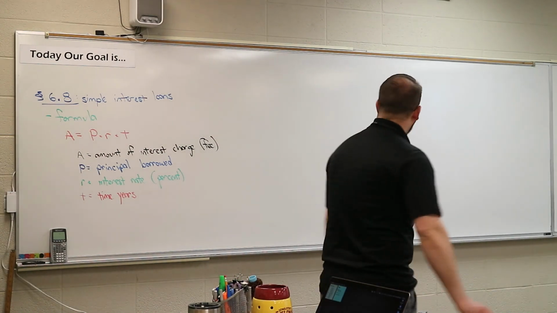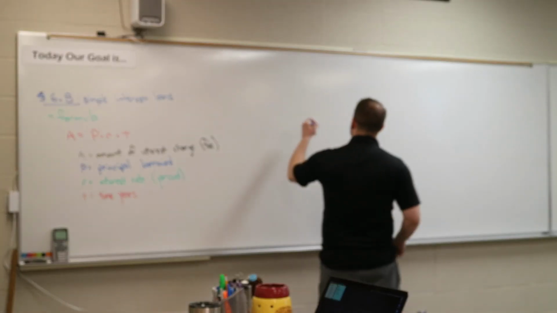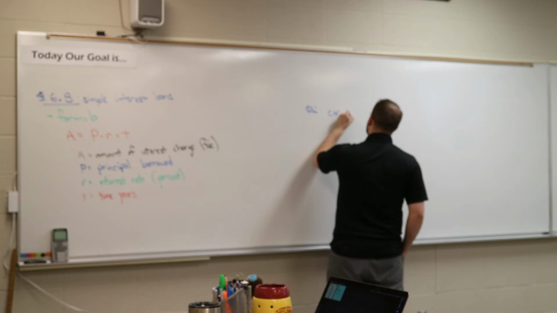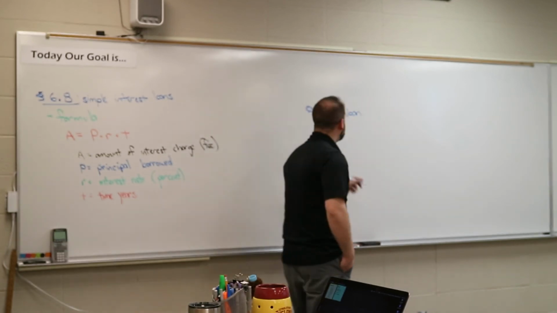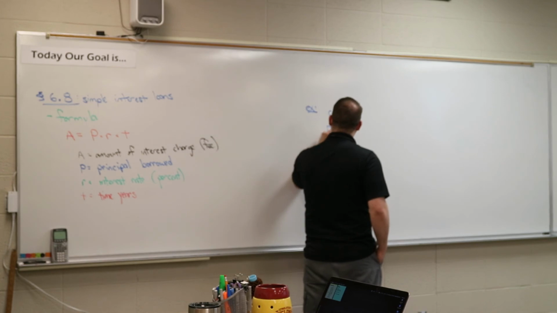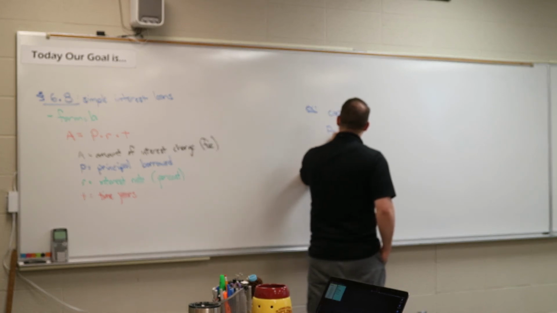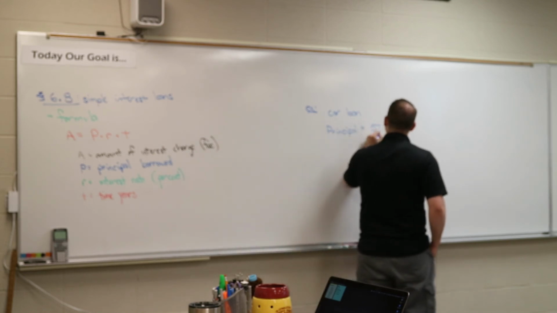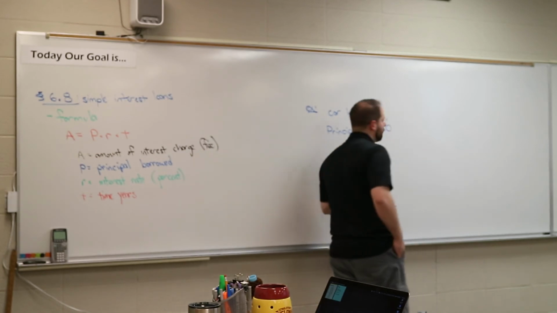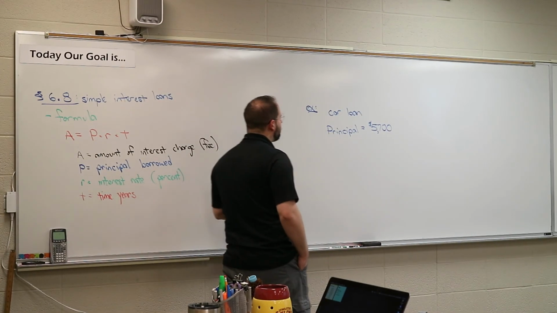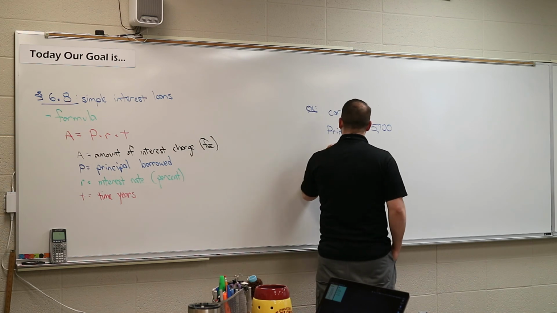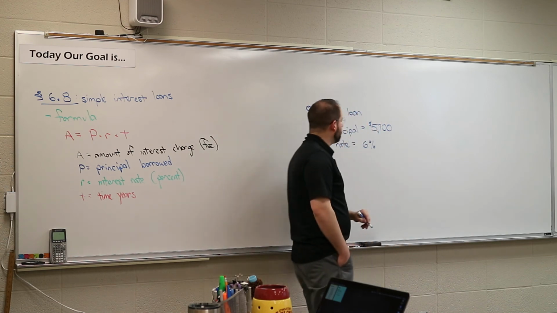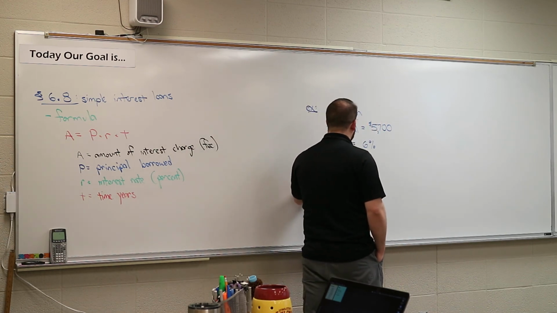So let's talk about the example problems that we have. Let's say we're taking out a loan. We're going to do a car loan today. You're going to buy a car with your car loan. The principal amount that we're borrowing is going to be $5,700. The rate that we're being charged for our loan is going to be 6% interest, which is a really, really bad interest loan. And we're going to go for 3 years.